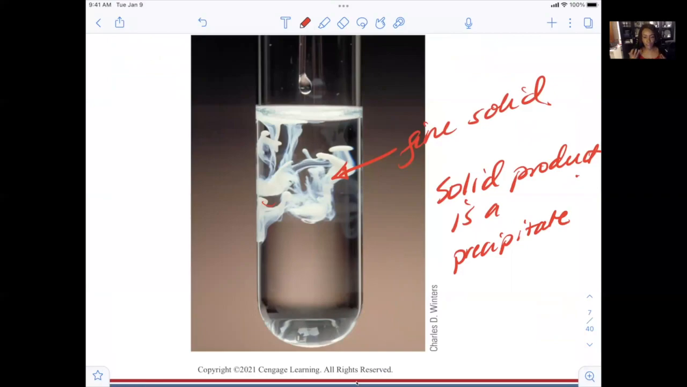Now you can have very fine particles in the solid or heavy particles. With the heavy particles, they tend to precipitate down immediately when they're being formed because they're heavy, they're dense, they're weighty, right? The ones that are very fine kind of swirl around in solution and then eventually they settle down.